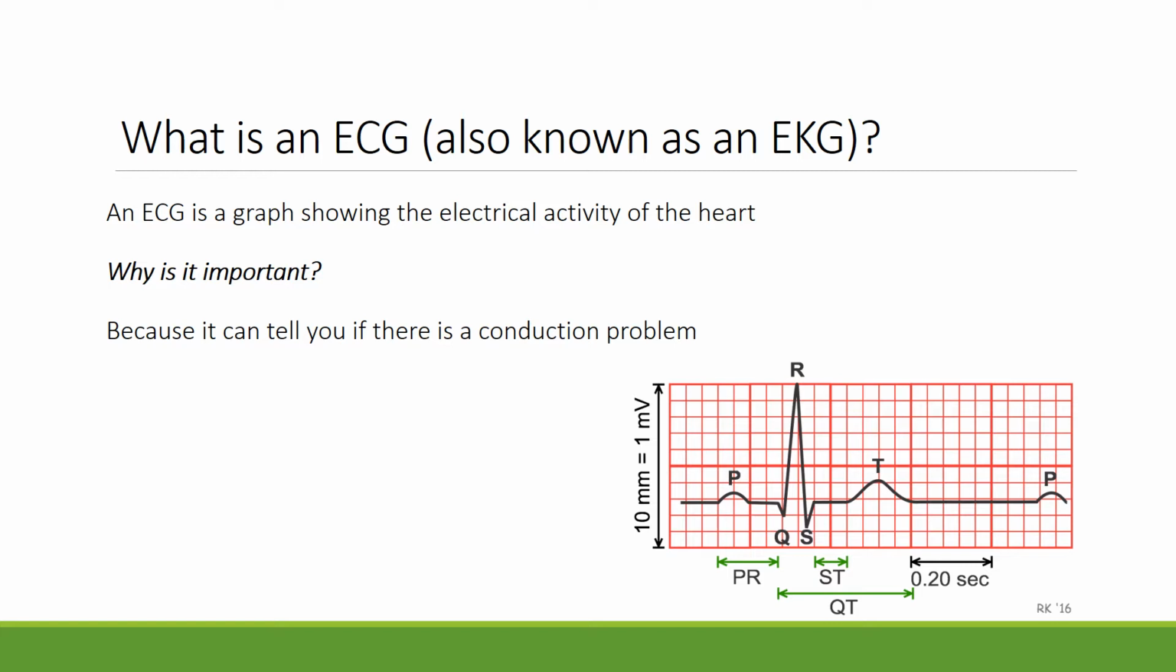An ECG is a graph that shows the electrical activity of the heart, and it's important because it can tell you if you are having a problem with your conduction system. On the right is a graph of one complete cardiac cycle.